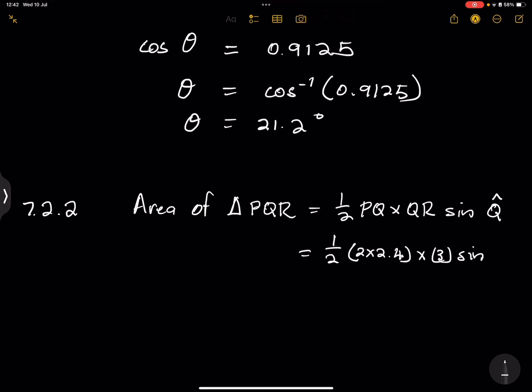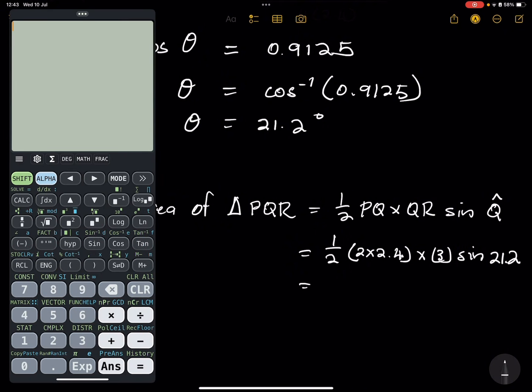Sine of the included angle, which is 21.2. All right, now I'm going to say that's 1/2 multiplied by 2 times 2.4 times 3, the sine of 21.2. Okay, and I get the area to be 2.6.